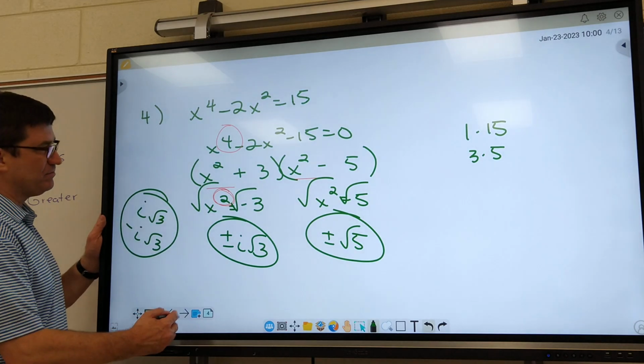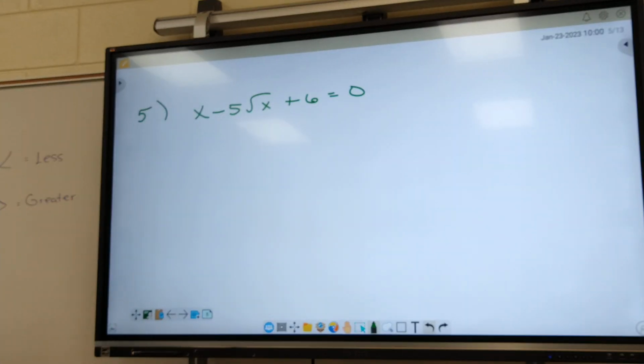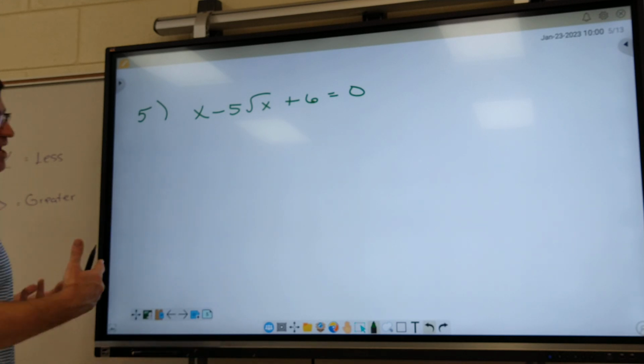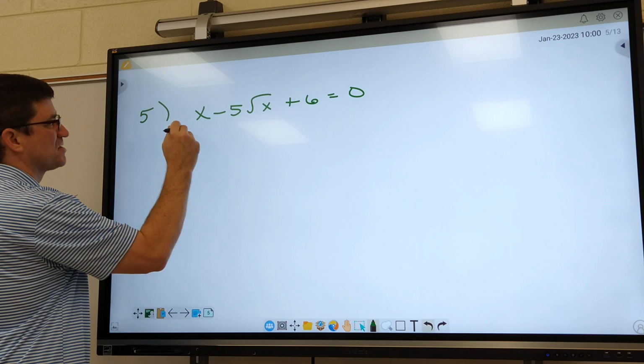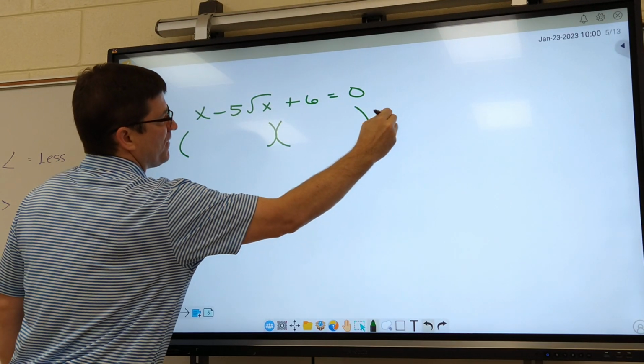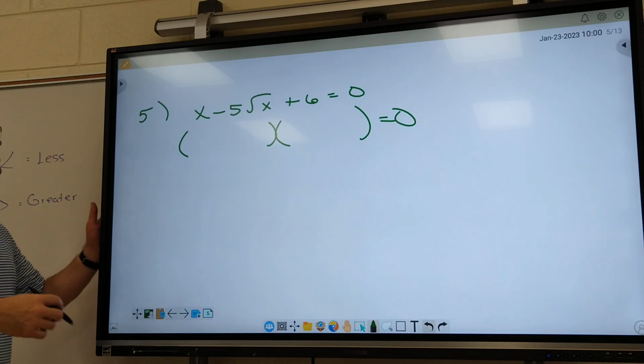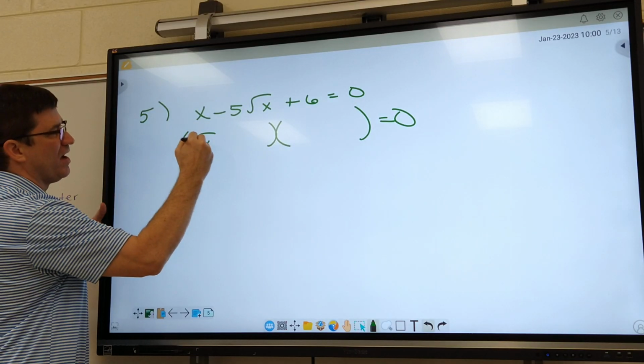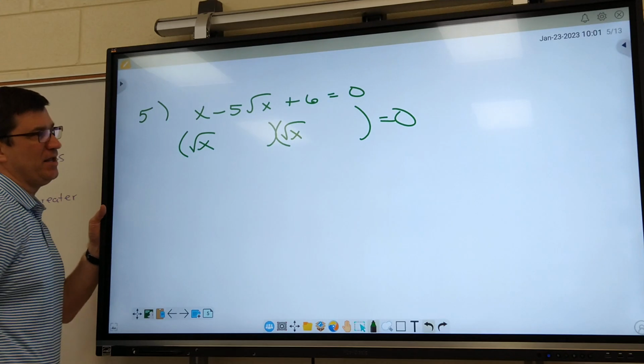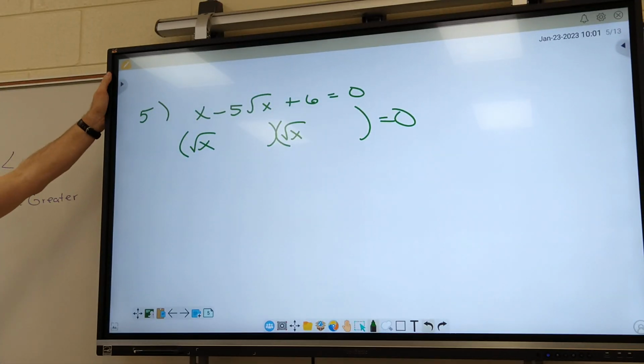All right, let's go to 5. Like I said a minute ago, 5 and 6 are what we just finished on the warm-up. You know this one's a different type problem because of the square root of x in the middle, and you have to factor this. Just like we did on the warm-up, we're going to put square root of x and square root of x at the beginning of each parenthesis.